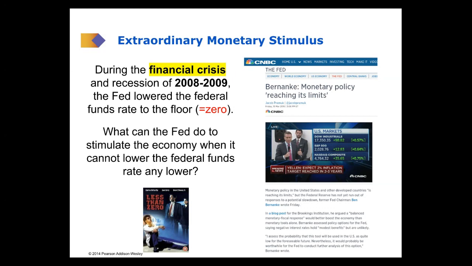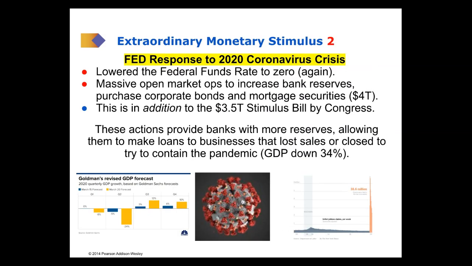But be that as it may, Chairman Bernanke at the time said that monetary policy was reaching its limits. The main tool we have is the interest rate, and if interest rates are zero, we don't really have anything left that we can kind of do.